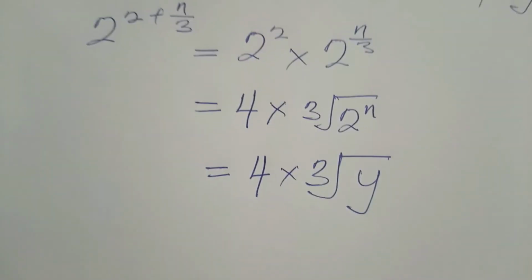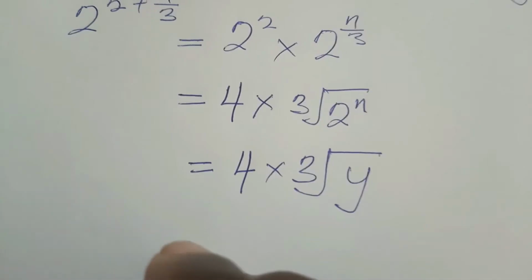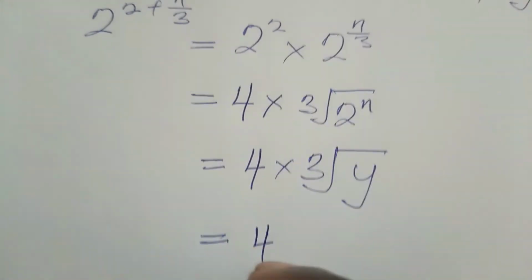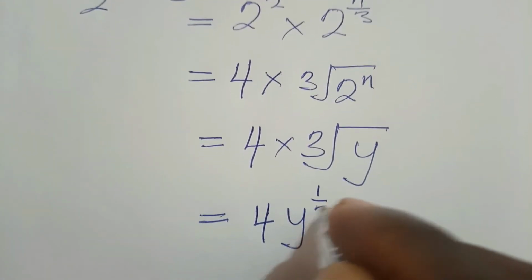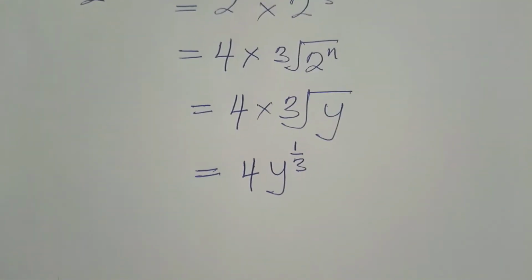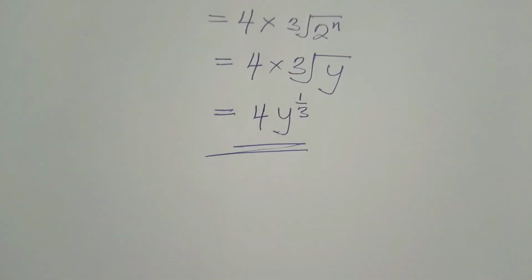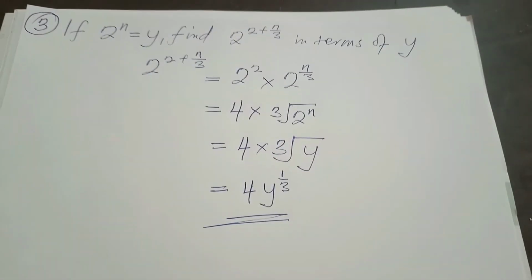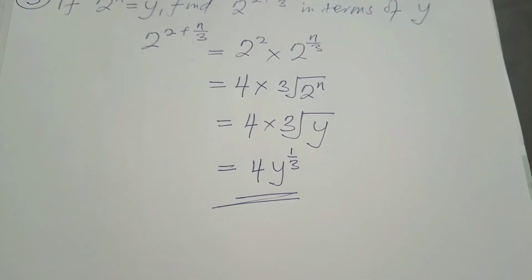Then now, because you are doing indices, to be more appropriate to write it in indices form, this will be equal to 4y exponent 1 over 3. That is what cube root of y means, and that becomes our answer. Good. I'm sure with these 3 examples you should be fine.